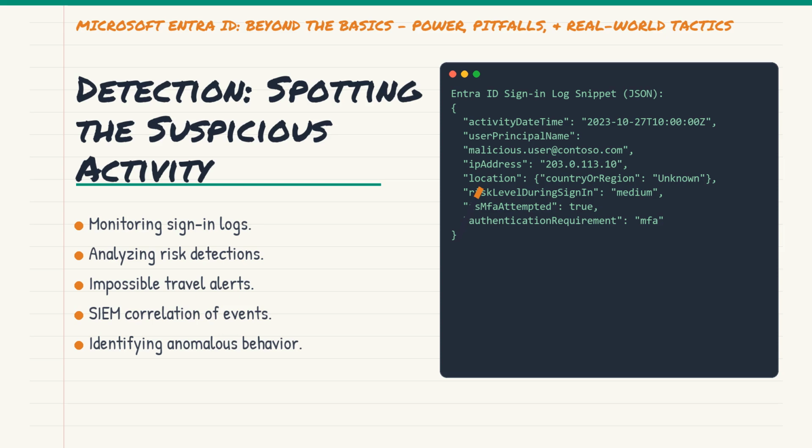Entra ID Identity Protection automatically flags high-risk users and sign-ins. Leveraging SIEM, security information and event management tools, to aggregate and analyze these logs is paramount. Correlation is key. Seeing a risky sign-in followed by an attempt to access a sensitive application quickly tells a story.